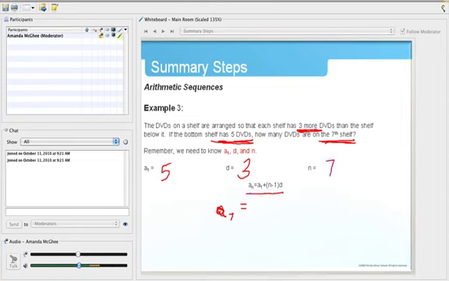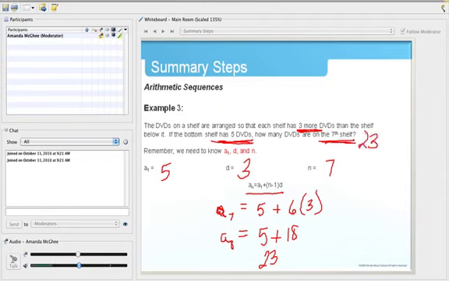Okay, so to our formula, the 7th term is equal to the first term, which is 5, plus n minus 1. Let's go ahead and do that in our head, shall we? If n is 7, then n minus 1 must be 6, times the common difference, which is 3. So we have 5 plus 18. And so our seventh term is 23, which means there are 23 DVDs on the 7th shelf.